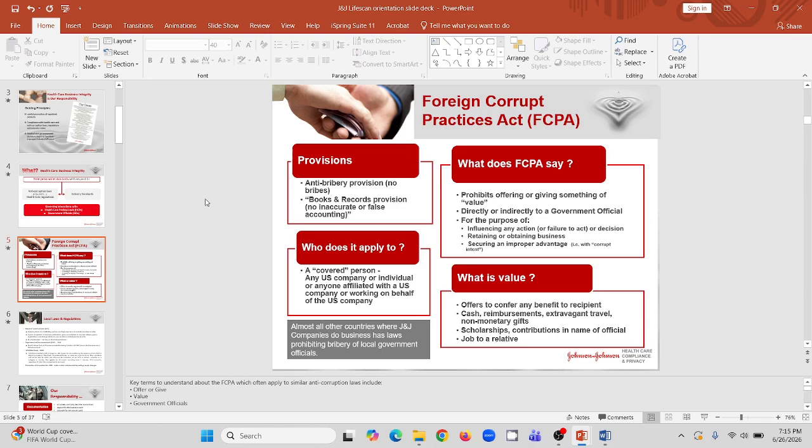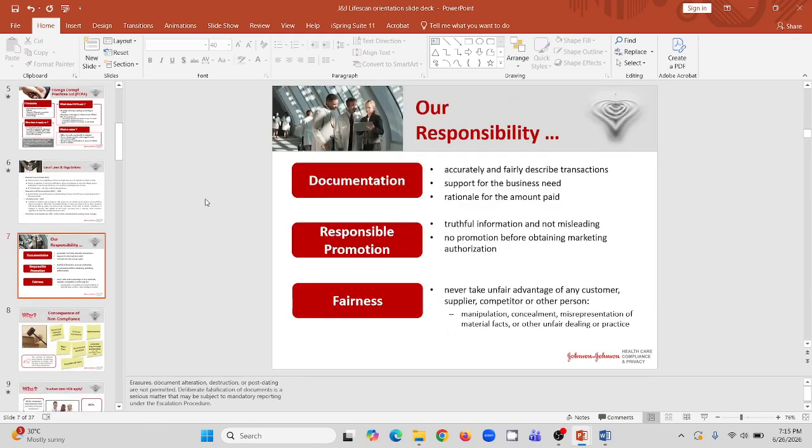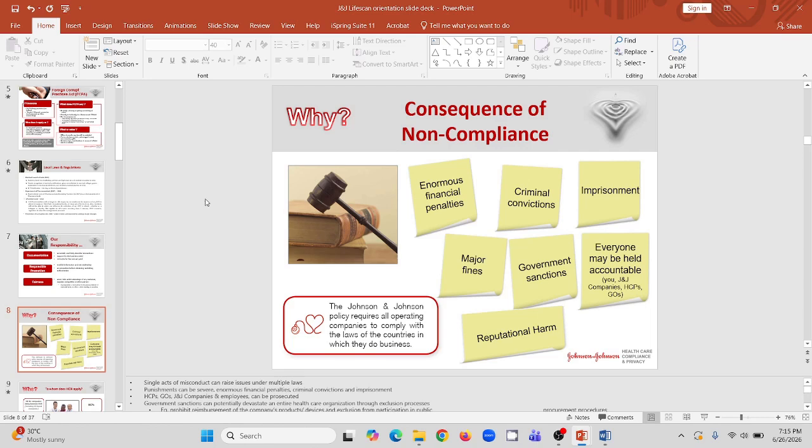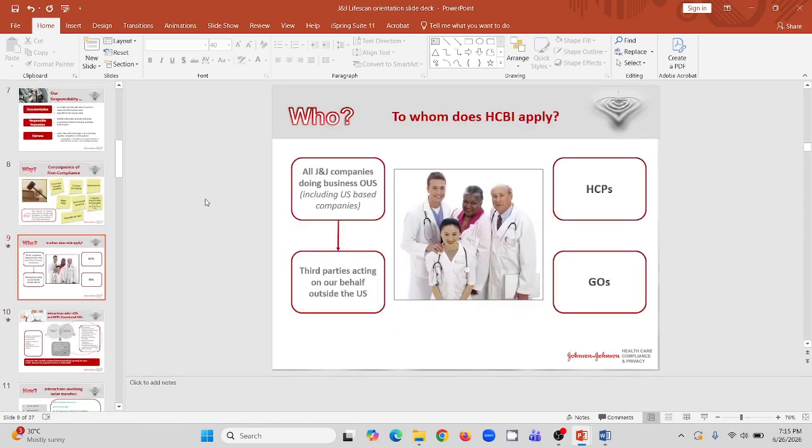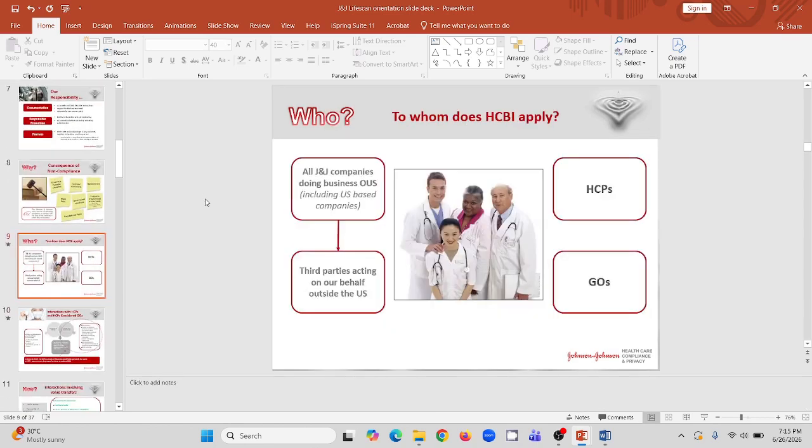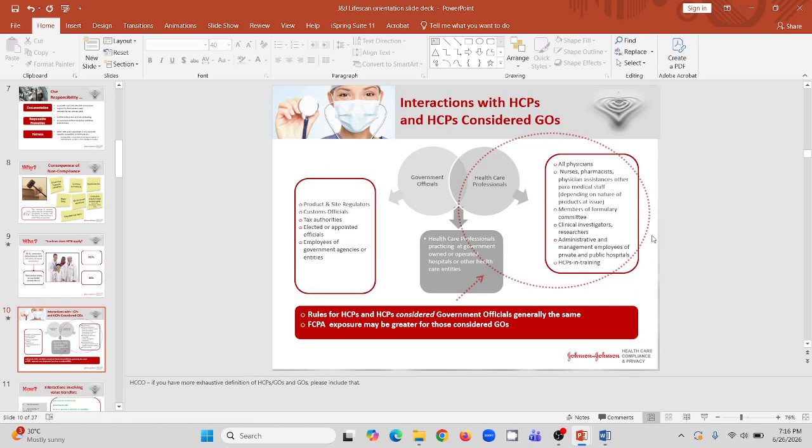Some act, that is FCPA, its provisions, laws and regulations, documentations, consequences of non-compliance. Again, whom does it apply to? So basically, you see this is repeating HCPs and government officials. So you know that you're supposed to cover these two personalities. Then interactions with HCPs and HCPs under Geo.